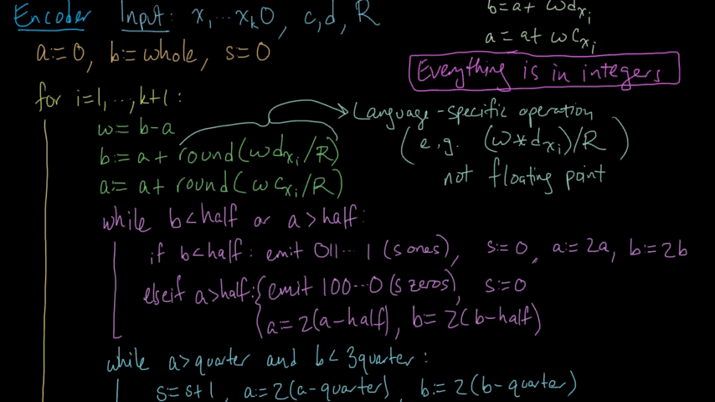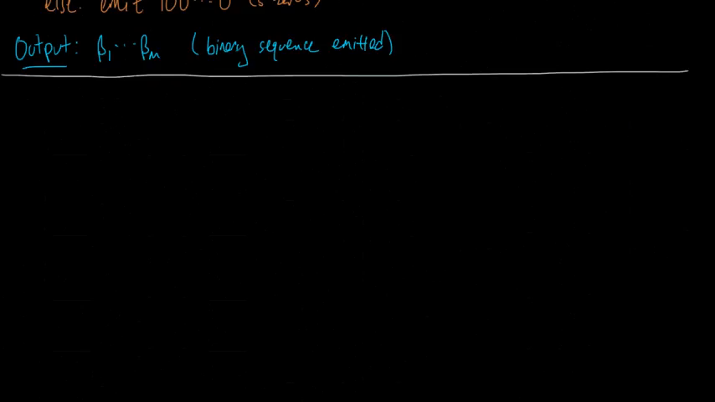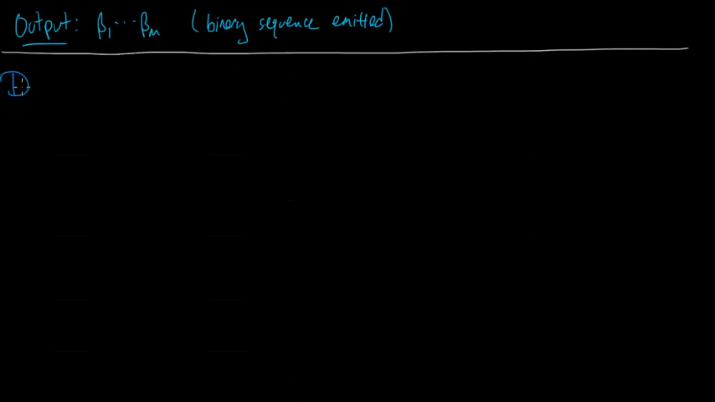In the previous video, we wrote down the finite precision version of the encoder for arithmetic coding, and now we're ready for the decoder. So let's do it. All right, so this is going to be the decoder, finite precision.